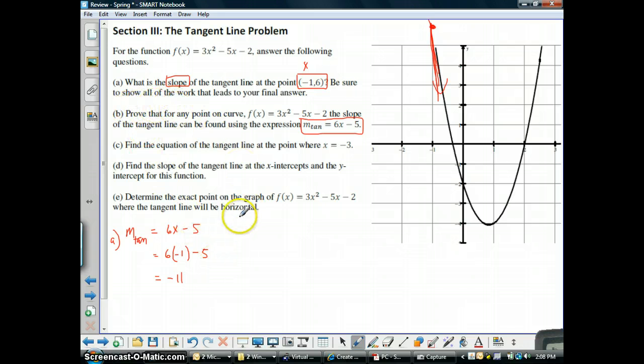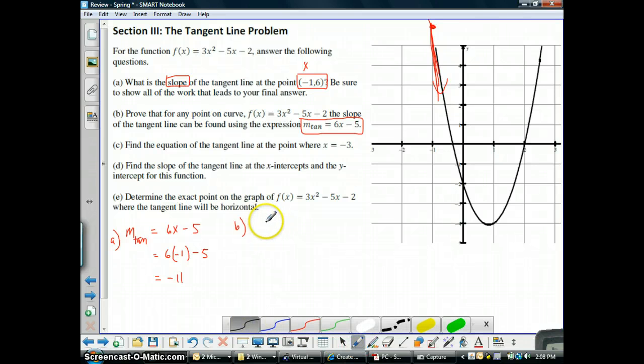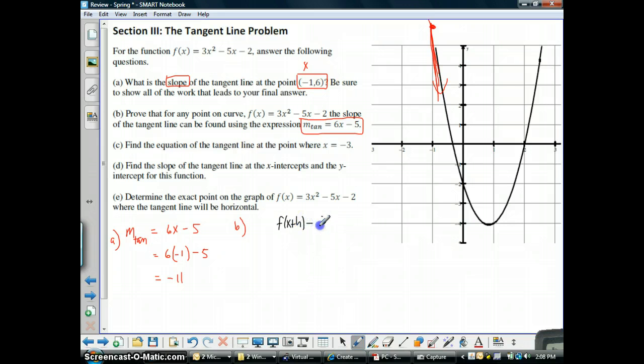On part B, prove that any point on the curve has a slope of this, m tan equals 6x minus 5. So at this point, I'm going to have to do the limit method, where I have f of x plus h minus f of x, all divided by h, and I'm looking for when the limit of all of it goes to 0, as h goes to 0.